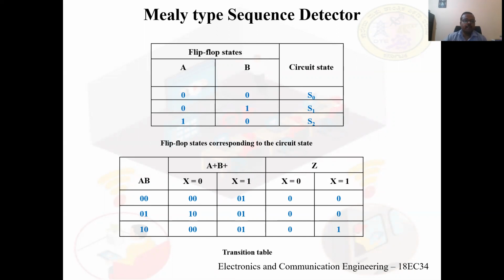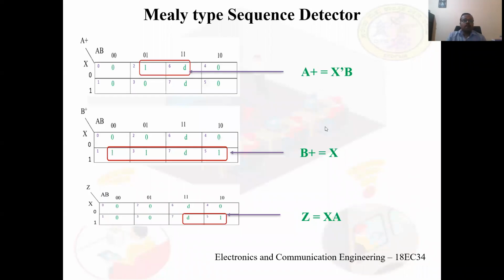Now, once we have this transition table, we come to the next state maps for the flip-flops and the output function Z. So what we have now is A plus, B plus, and Z. Now enter the values. How do you write the values in this K-map and get the expression for A plus, B plus, and Z here?